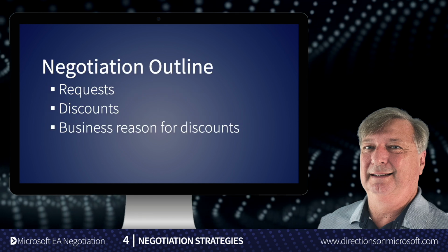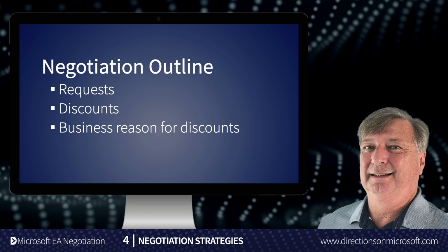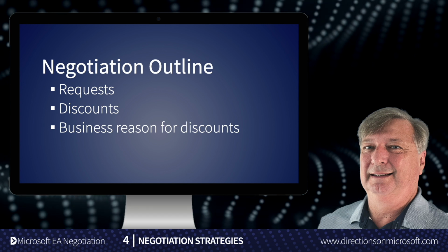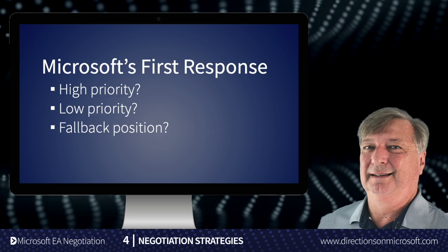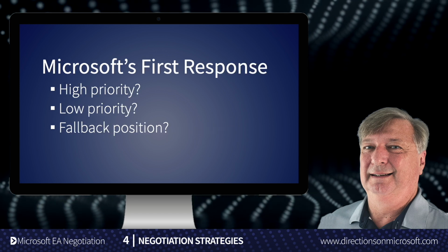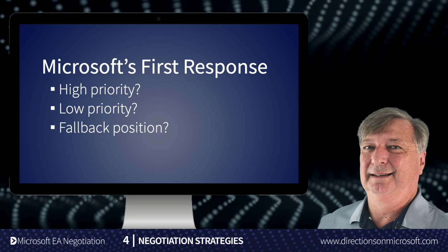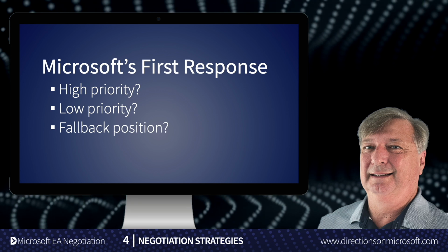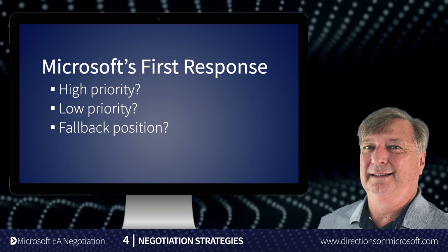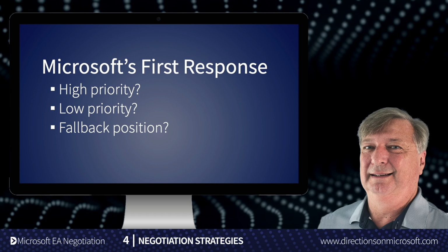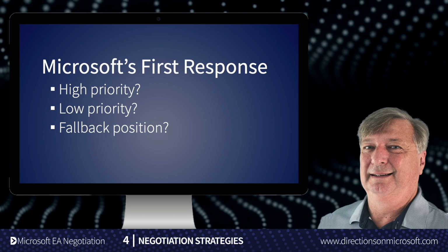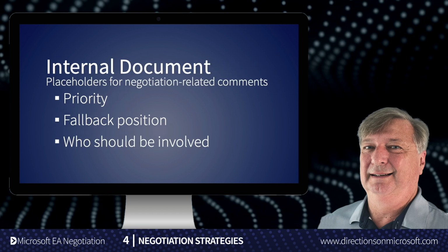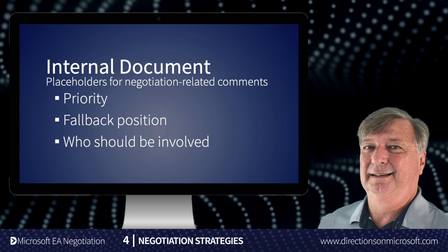You need to have the rationale, why you need that discount, what's the business reason. And then you need to put some thought to what do you think Microsoft's first response is going to be. Also have a priority assigned to this. Is it a high priority? Is it a low priority? What's your fallback position? Well, if you ask for 30% and they give you 10, what would you negotiate to? And then you need a placeholder for comments.